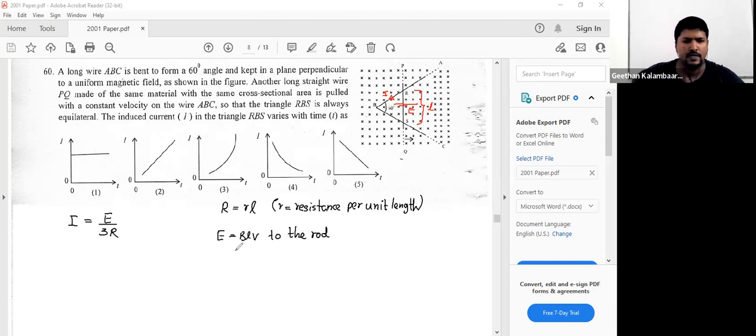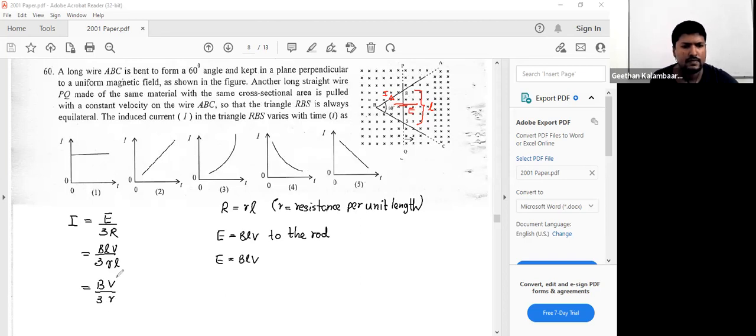So it's E equals to B into LV. So that's BLV as it is. So V the constant. So now it's the time to apply. I is equal to BLV divided by 3 times R into L. So here L gets cancelled. So what we get is BV over 3R.